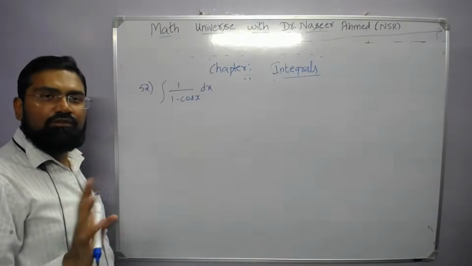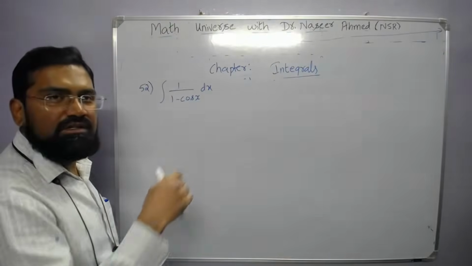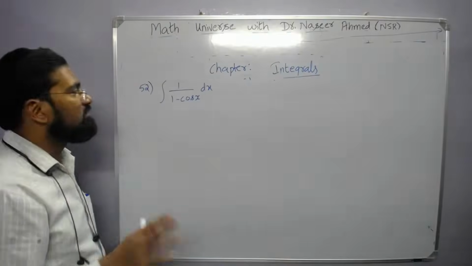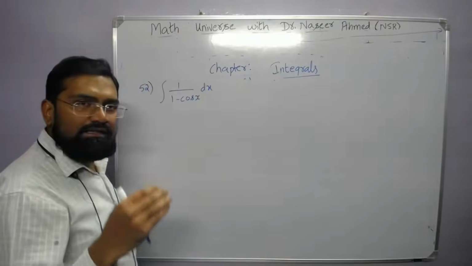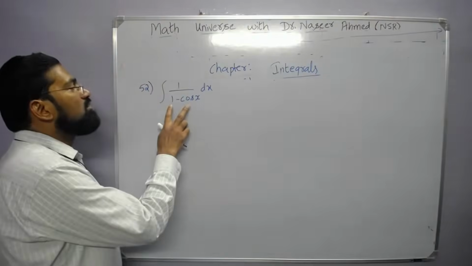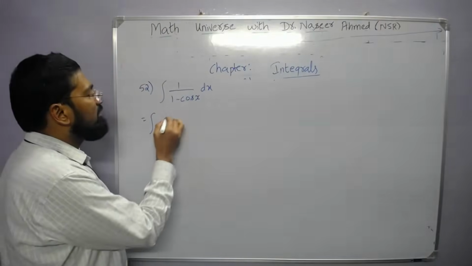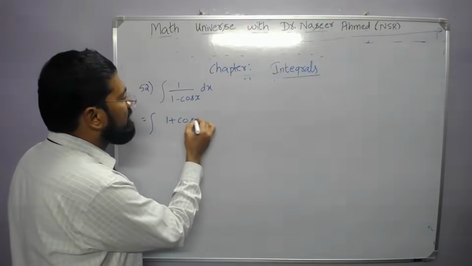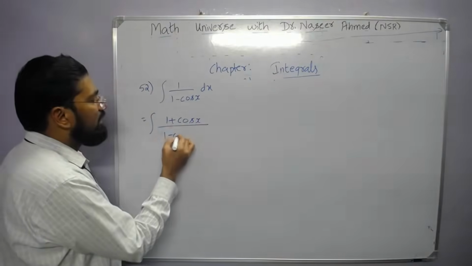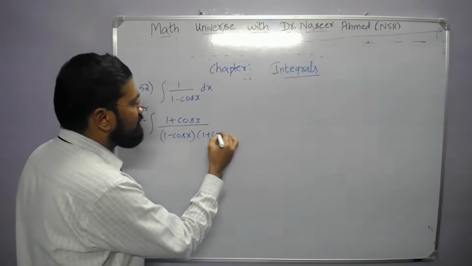I mean to say they are not using any multiple angle formula, where 1 minus cos x is 2 times sin square x by 2. In the options, the angle is not x by 2. That means the angle should not be changed. What we can do is try to bring this in the numerator. Nothing but multiply and divide by its conjugate, that is 1 plus cos x here. Again here as it is, and here 1 plus cos x.